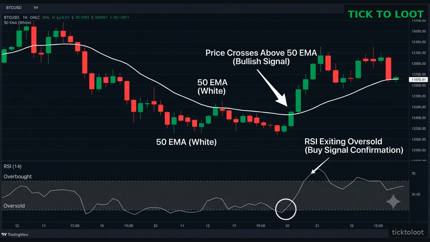If the price is above the 50-period moving average, indicating an uptrend, and the RSI is coming out of oversold territory, this could be a buy signal. The trend indicator is telling us that the market is trending upwards, and the momentum oscillator is telling us that the market is due for a bounce. By combining these two indicators, we can create a more robust trading strategy.